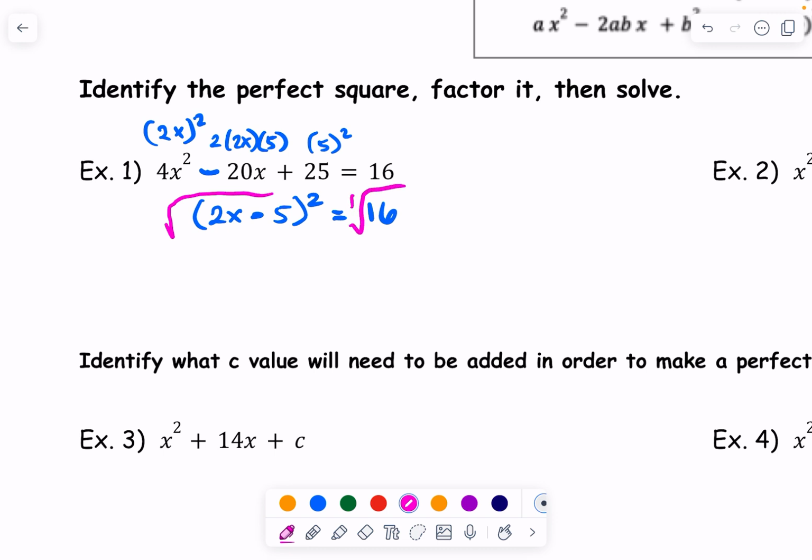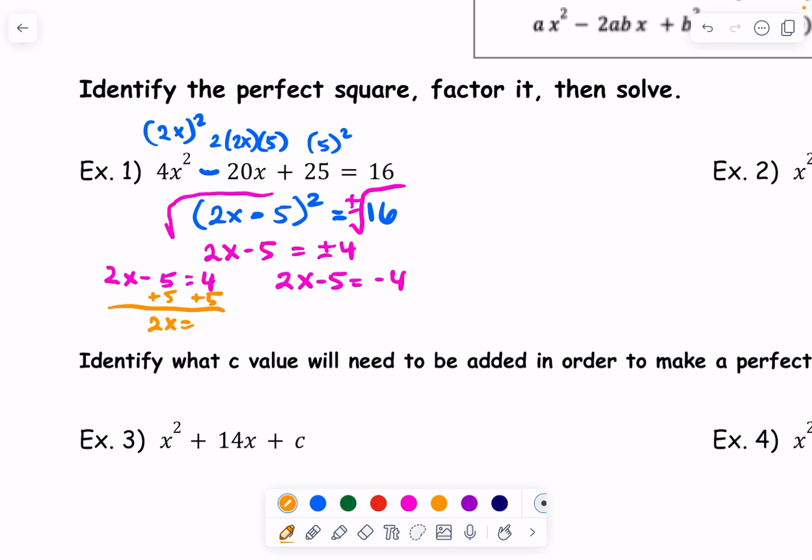Take the square root of both sides, and we get 2x minus 5 is equal to plus or minus 4. So that means that 2x minus 5 is equal to 4, or 2x minus 5 could have been negative 4, because both of those would have squared to make a 16. That makes sense. So let's go ahead and solve this. Adding the 5, 2x is equal to 9, divide by 2, and we're going to have our first value, 9 halves.